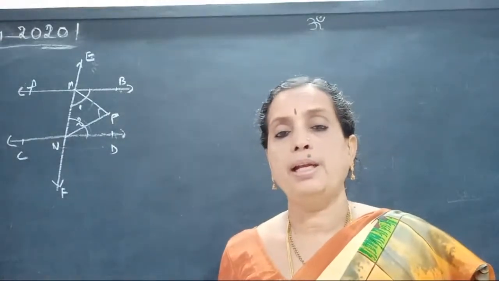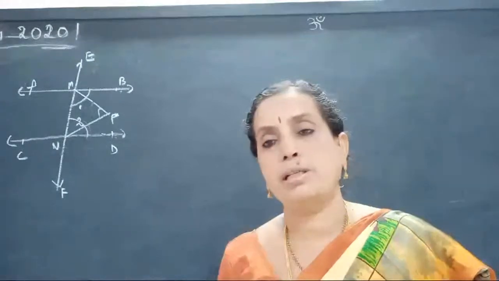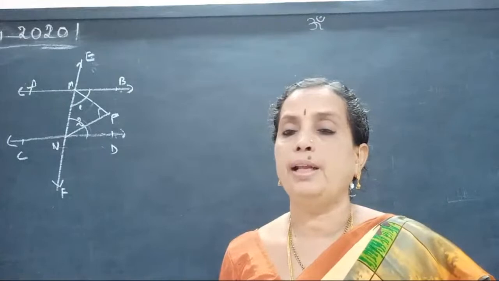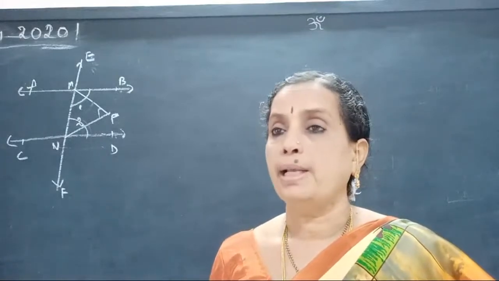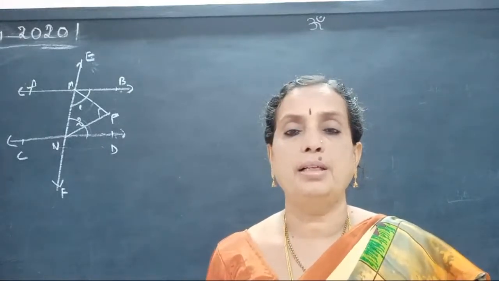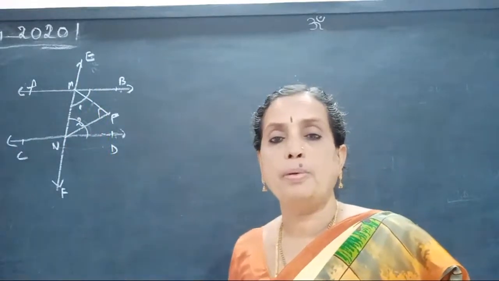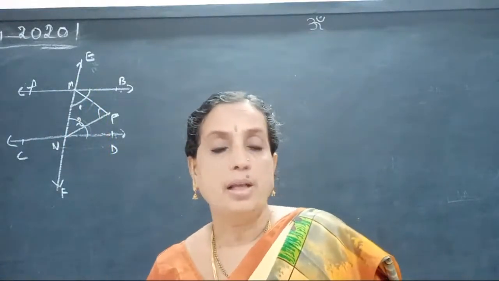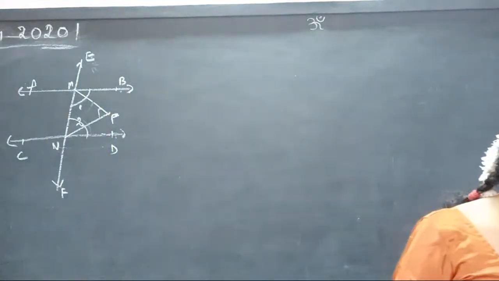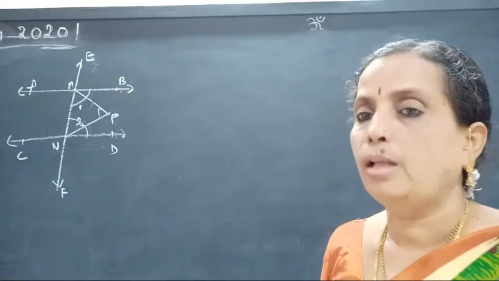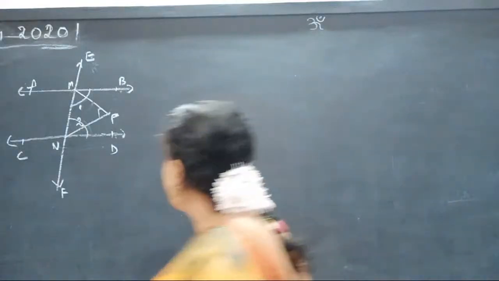If parallel lines are intersected by a transversal, then the bisectors of the interior angles intersect at a right angle. This is also a property you may get as an MCQ question. You have to think about what is given in the statement. Okay. Now let us write the steps involved.